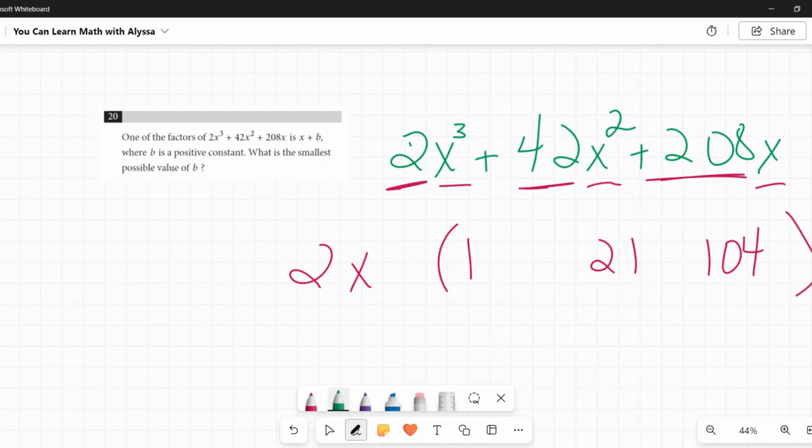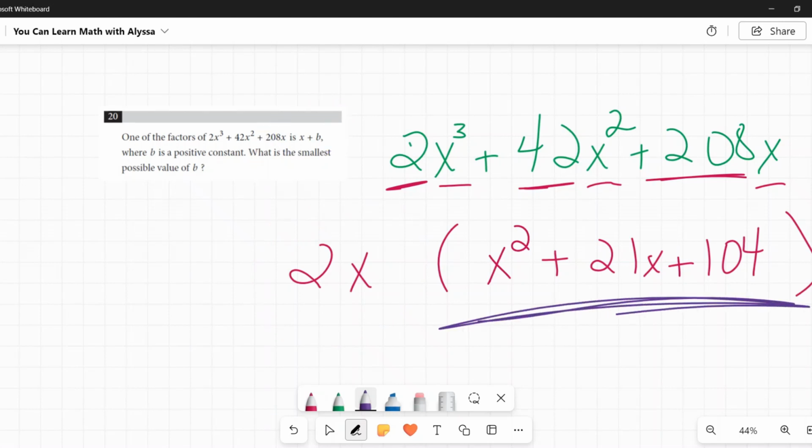All right, so 2x comes out, and it leaves behind an x squared here. Make sure that's our positive there. An x here, and then nothing on the end. I don't really need that invisible 1, so I'm going to remove it. So I've got 2x times x squared plus 21x plus 104. Now they are not looking for this 2x because they're saying one of the factors is x plus b. That means we have to factor that quadratic.